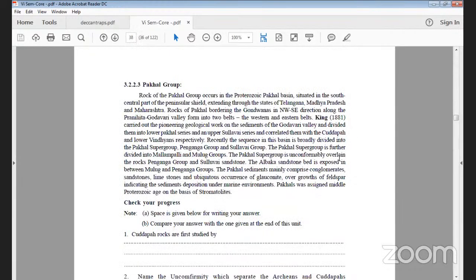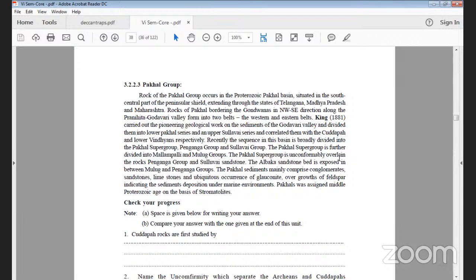The next is another equivalent, the Pakhal group. The Pakhal group occurs particularly in the Proterozoic Pakhal basin, which is situated in the southern part of the peninsular region, extending through the states of Telangana, Madhya Pradesh, and Maharashtra. These three states contain the Pakhal group formations.